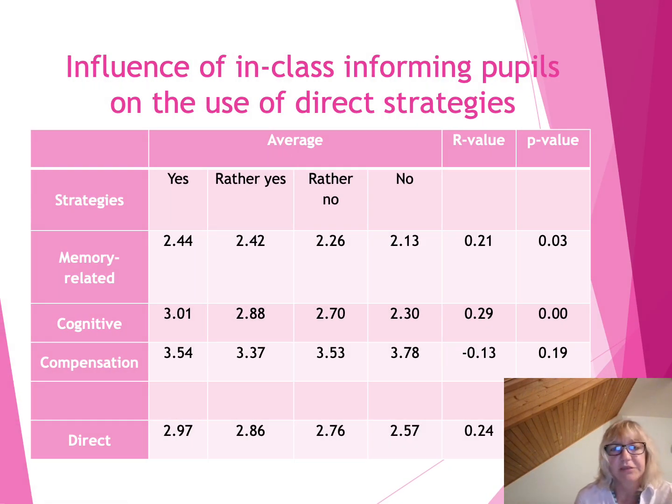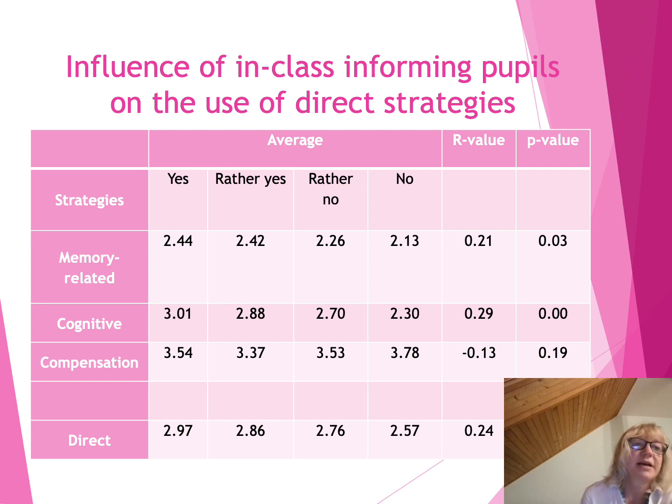How about the influence of in-class informing of pupils on the use of direct strategies? Does the use of direct strategies vary depending on students' awareness of learning strategies? Do informed students use strategies more than the uninformed students? Spearman's correlation coefficient is used to determine the statistical dependence as in the previous case. The pooled results for all groups of direct strategies show that being informed about learning strategies by the teacher has a positive effect on the usage of the strategies.